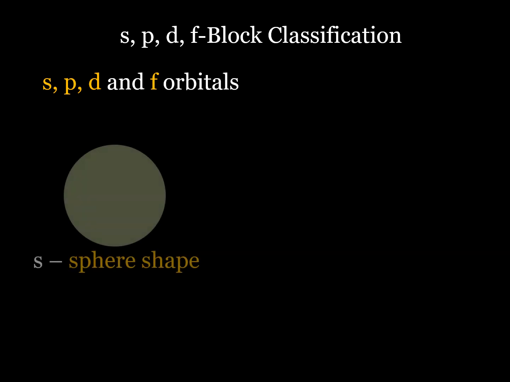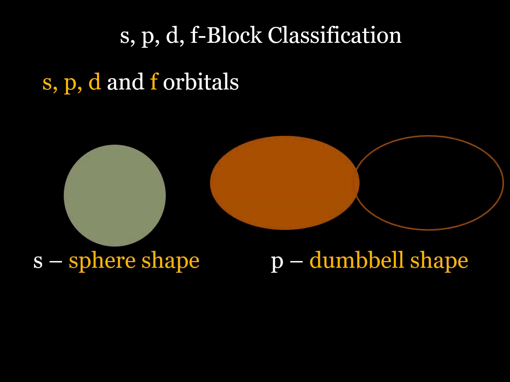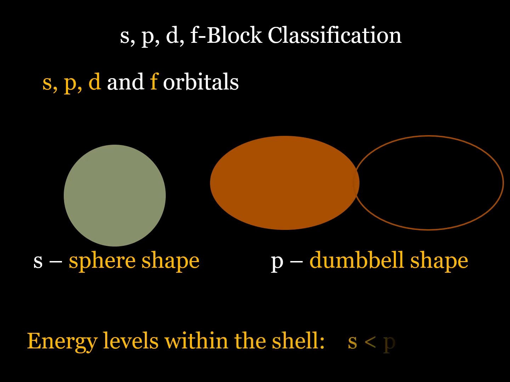S orbitals are spherical, P orbitals are dumbbell-shaped, and the shapes of D and F orbitals are a little too complicated to be explained at this level. Just to give an idea, the orbital shapes are obtained by plotting 3D graphs of mathematical equations that represent regions in atomic space. The orbitals are of different energy levels within the shells. S orbital is at the lowest level and F orbital is at the highest energy level.